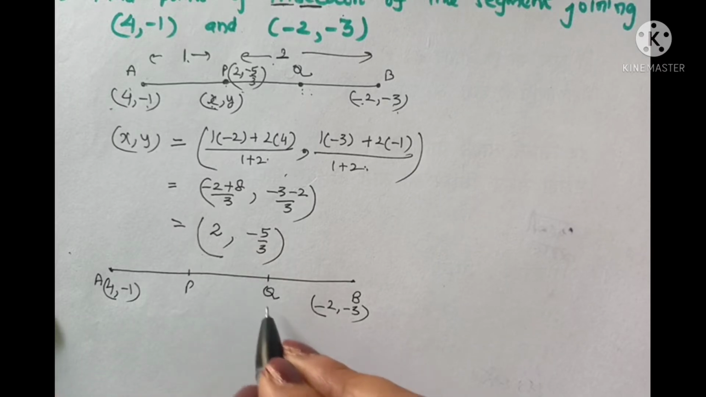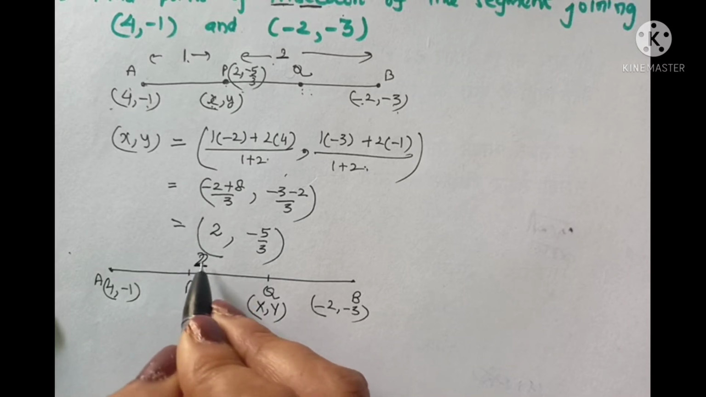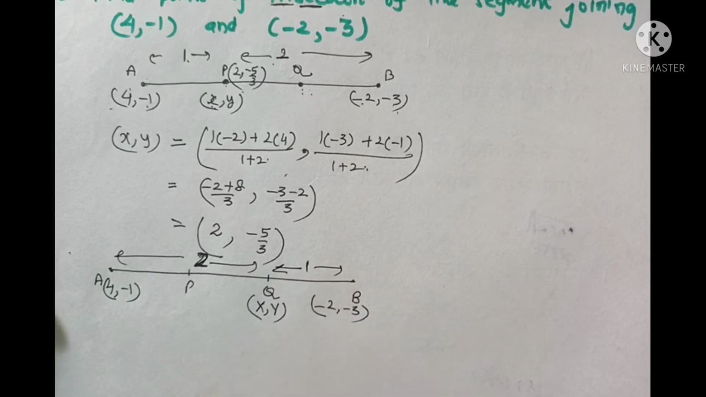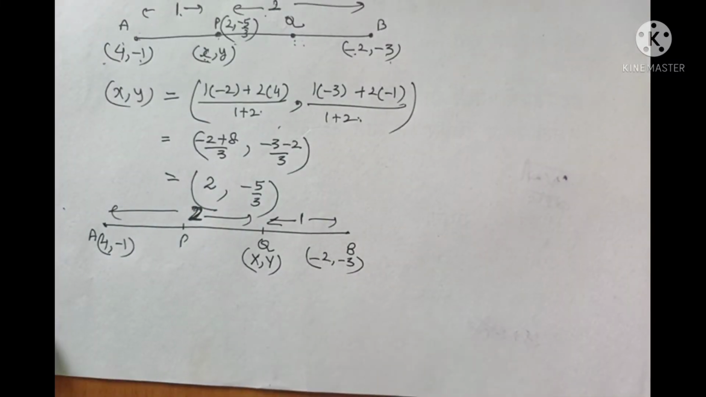Now I may take Q as capital X comma capital Y, and now this is 2 ratio, this complete is 2 ratio, and this is 1 ratio. Okay, this is the first method. I will tell you another one also. So now it becomes easy for us.